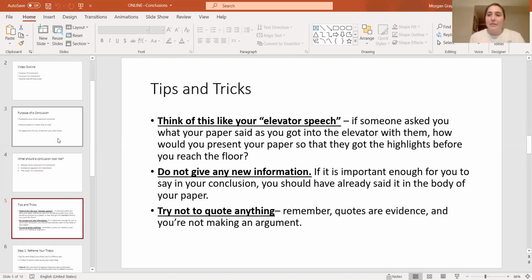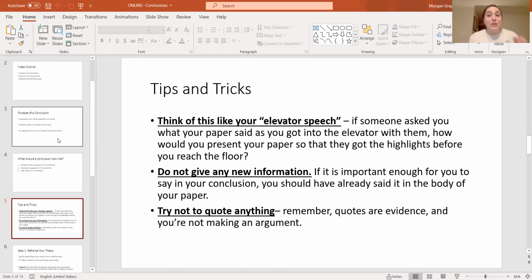You want to think of this like that old concept of an elevator speech. I don't know how many of you have been taught to think about short pitches of ideas as elevator speeches. But the idea is that if someone asked you what your paper said as you got into the elevator with them, how would you present your paper so that you got the highlights before everyone got to the floor? So you've got like 3 minutes tops in a box with someone. What do you want to tell them?